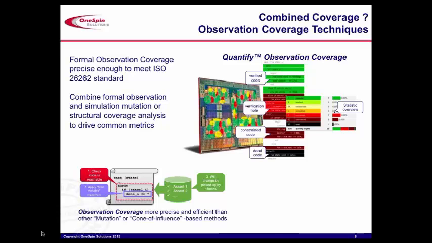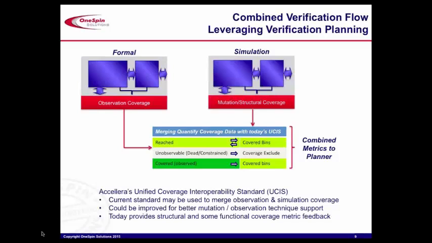So we have that, and then what we want to do is combine that with simulation. And this is really where you get into issues in terms of the types of coverage information being different, of course. So with observation coverage, what we're looking at is the quality of tests that are applied and actually the checks that are applied in a verification environment. And this is similar, again, to mutation coverage that Jörg was mentioning before. So basically, what we want to do is combine these different coverage techniques, and the way we believe to do this is through this standard that Accellera has created called Unified Coverage Interoperability Standard, or UCIS, that I believe many of you would be familiar with.